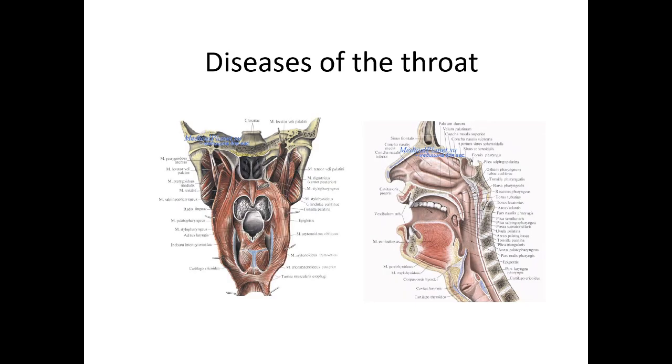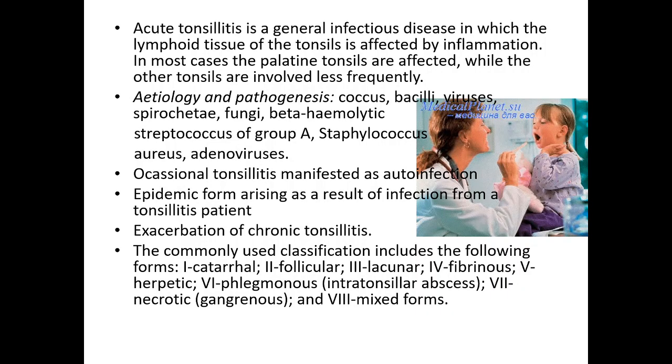Lecture number 3. Diseases of the throat. Here you see the pharynx and larynx. Acute tonsillitis is a general infectious disease in which the lymphoid tissue of the tonsils is affected by inflammation.